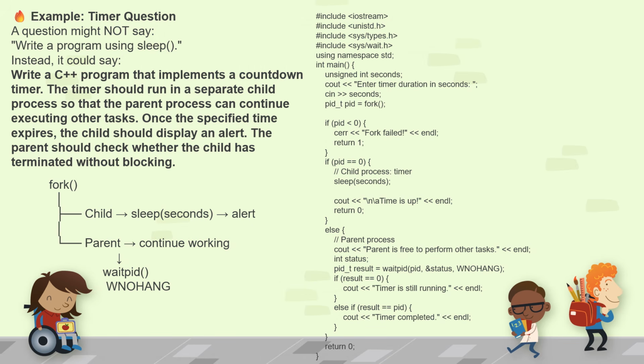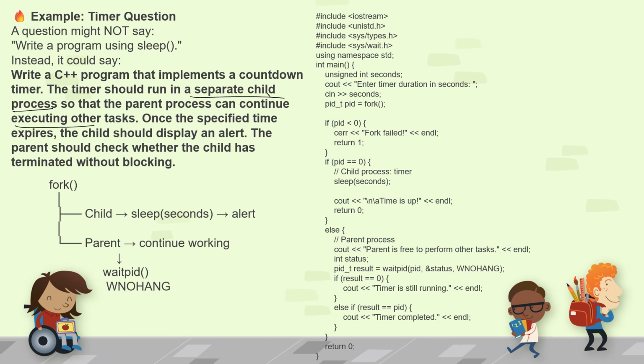Now, this is an example question where we are talking about a countdown timer. The timer should run in a separate child process so that the parent process can continue. Once the specific time expires, the child should display an alert. So, this is the code. I hope now you will be able to understand and write the code. If you have any doubt, you can ask me in the comment section.